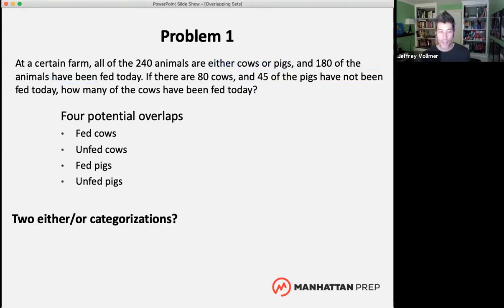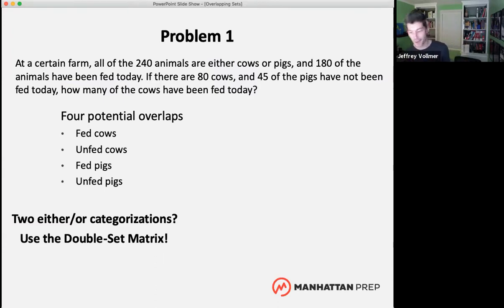But the ones that have been fed and the ones that haven't been fed. And so when you have 2 of these either-or categorizations, these 2 binary options, right? Cow or pig, fed or unfed. The way to organize this is, in my opinion, through what we call the double set matrix. So I will tell you, I used to use the Venn diagrams, the 2 overlapping circles, and the matrix is the way to go. All right, it just sounds cooler too. Sorry, Mr. or Mrs. Venn.